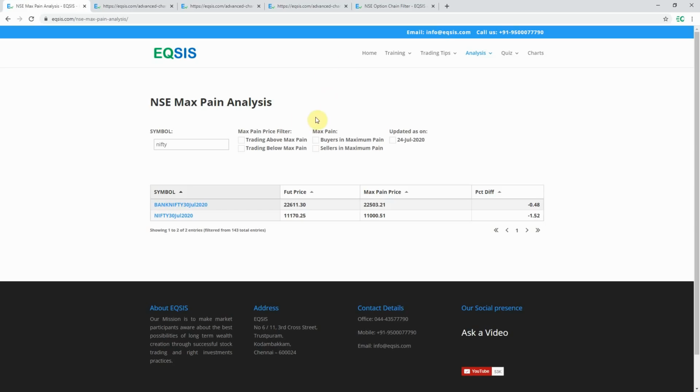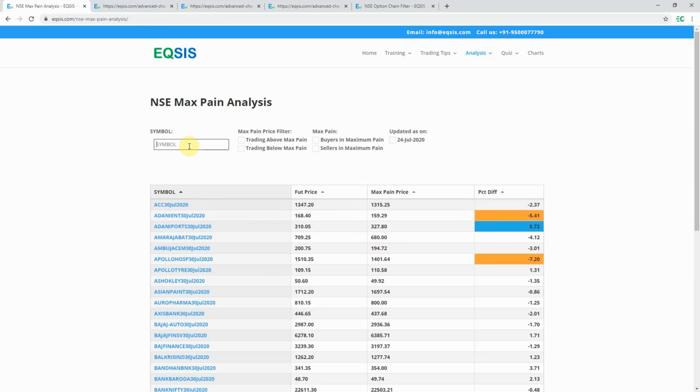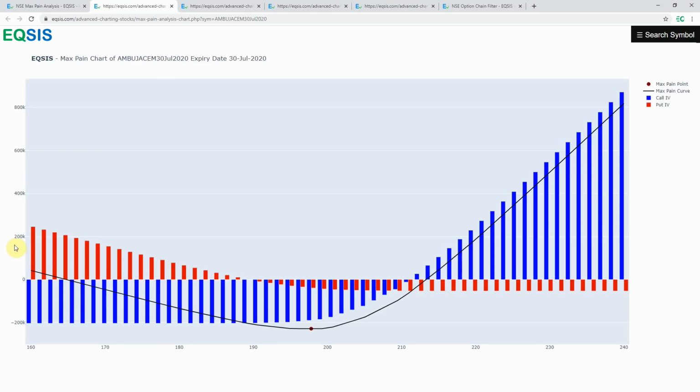And if I take one step forward, you guys can also use this particular feature. By the way, if you want to see the charts, you can click on any of the company names, and you actually get to know the max pain point. I think the brown color point which is highlighted here is the max pain point.